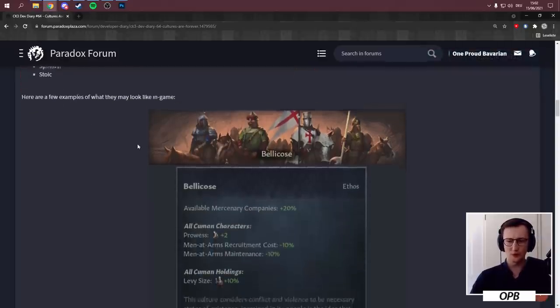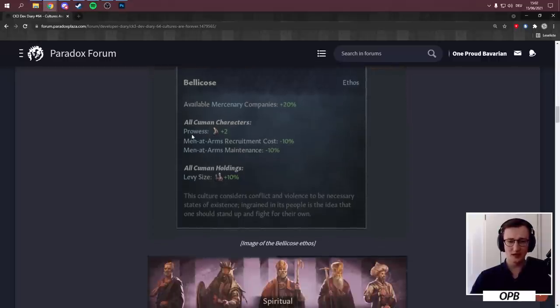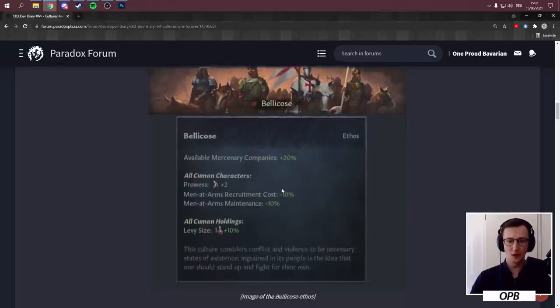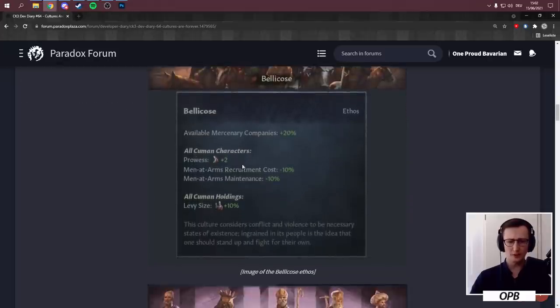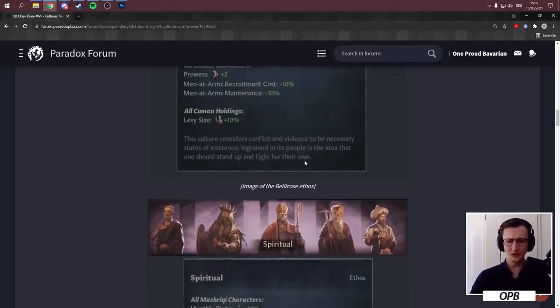Here are a few examples of what they look like in game. So we got bellicose, you get cheaper, you get more mercenary companies actually, then you get all Cuman characters, so this is a Cuman overview here basically of the Cumans. We got prowess, we got men-at-arms recruitment cost and maintenance down, and then the holdings, the levy size increases quite sizably, plus 10% is rather large. This culture considers conflict and violence to be necessary states of existence. Ingrained in its people is the idea that one should stand up and fight for their own.